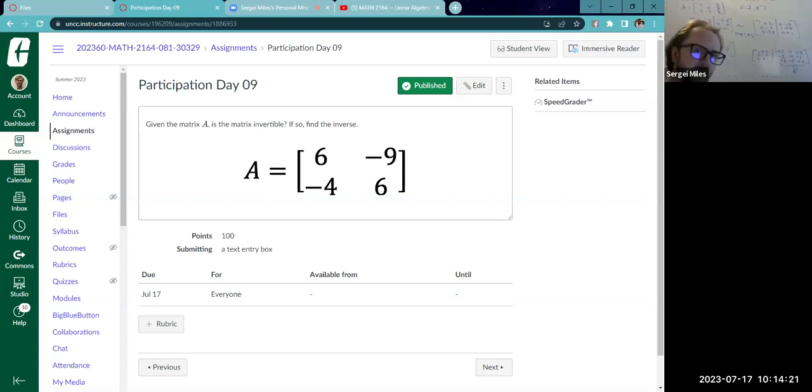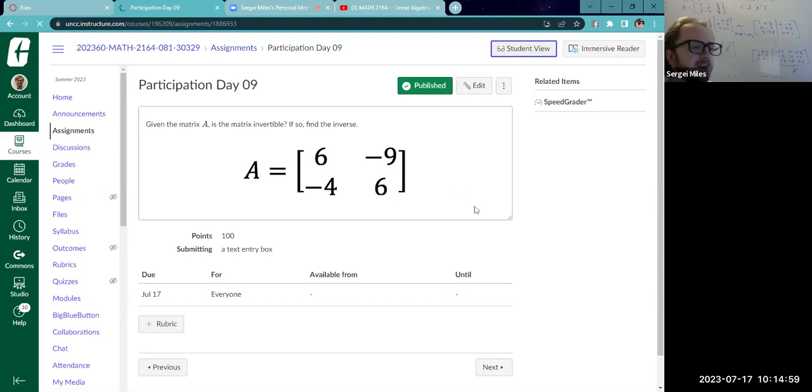What's the first thing we have to check? We want to know, is the determinant non-zero? It has to be non-zero to find an inverse. If it is 0, there's no inverse. So what is our determinant? Remember, the determinant for a 2 by 2 is multiply the diagonal, that's 36, minus multiply the off diagonal. 6 times 6 is 36, minus negative 4 times negative 9 will be a positive 36. We have 36 minus 36. In other words, our determinant for this matrix is 0.